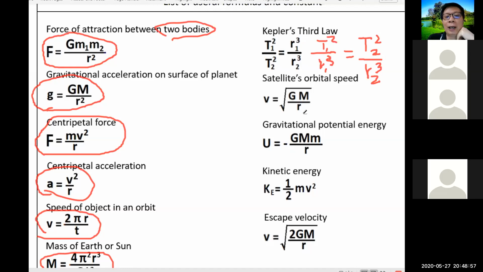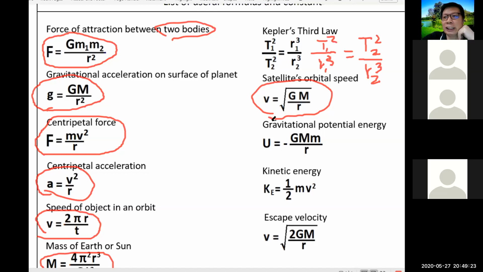Okay, right, another formula is orbital speed. This formula is to find the speed, how fast the satellite needs to orbit around the Earth. Orbital speed, this is very important. The satellite must orbit at a certain speed, right? Then only it can maintain the same position or keep rotating.